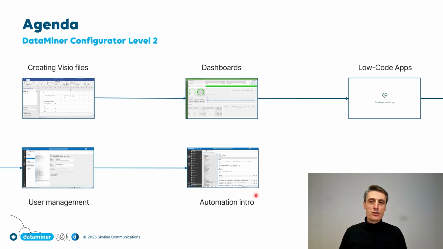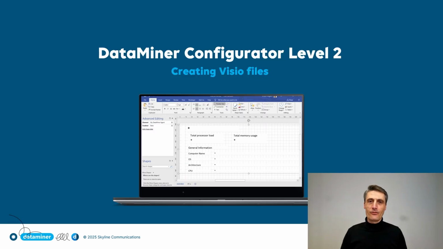And one final module we want to cover in here is a little introduction on automation, because automation allows you to make your graphical interface a lot more powerful and, for instance, add an easy button on there for the operator or the user to click on it and immediately execute the whole procedure. So a short intro to be able to create an easy automation script will be covered in level 2. All right, with that being said, let's dive into the first module, creating Visio files.